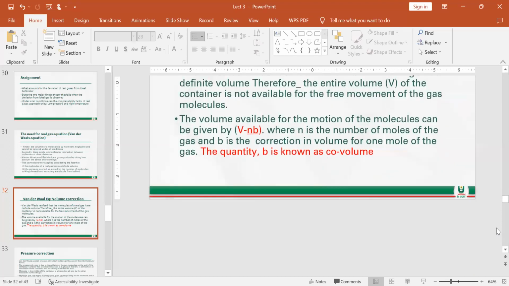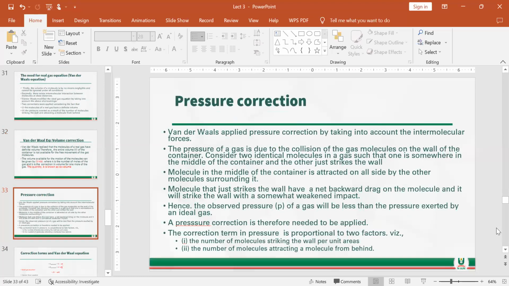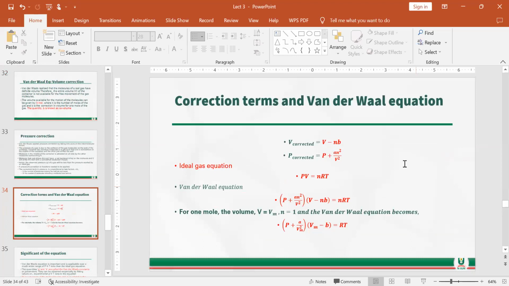So actually, the pressure is higher. I will not take you through reading all this, but I'll take you straight to the van der Waals equation. And this is the van der Waals equation. The actual volume is now given as V minus nb. And then the corrected pressure is P plus an squared over V squared. n is the number of moles, and a and b are called van der Waals constants.